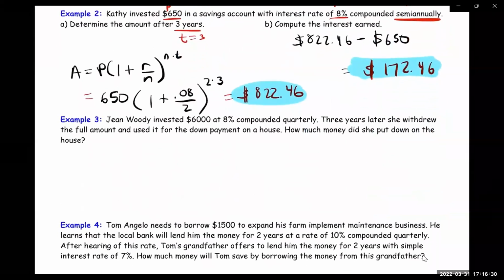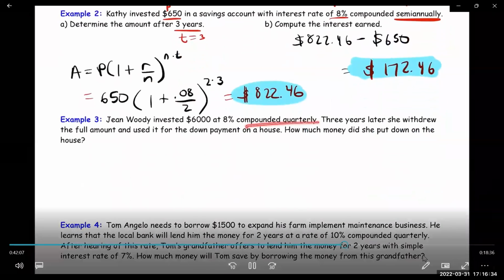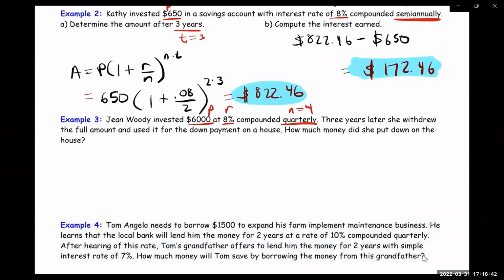All right, let's look at this one. Gene Woody invested $6,000 at 8% compounded quarterly. So what would quarterly be? It would be 4. Yeah, n equals 4. 3 years later, she withdrew the full amount and used it for the down payment on the house. How much money did she put down on the house? So that means that T is 3 because the investment was for 3 years.